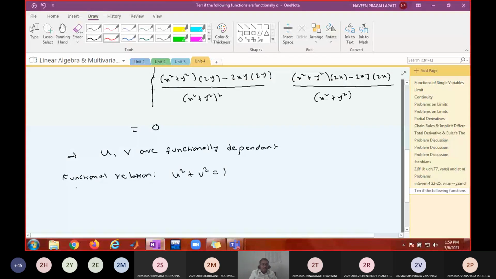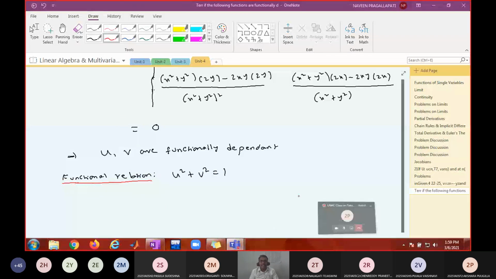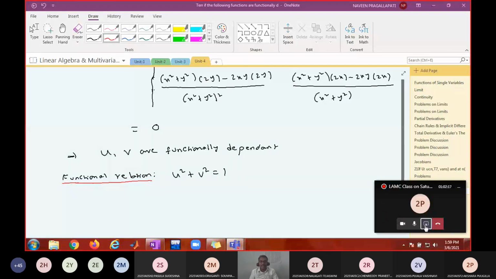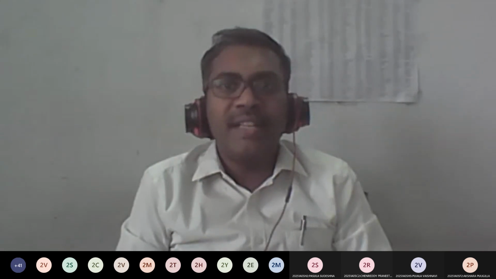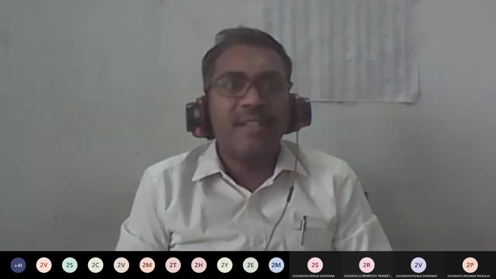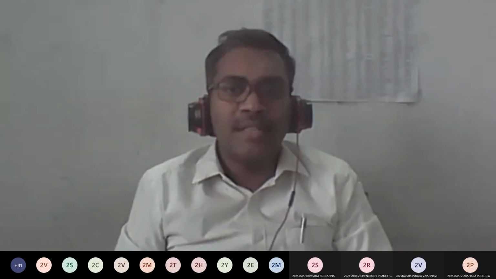Is it fine? I shall be giving some problems as homework based on these Jacobians. In the next class, we will be doing some more problems on checking whether a set of functions are functionally dependent or not. Then we'll move on to maxima and minima for functions of several variables. You have learnt maxima and minima for functions of a single variable in your intermediate, which is an application of differentiation. You will be seeing maxima and minima for functions of several variables in this course.